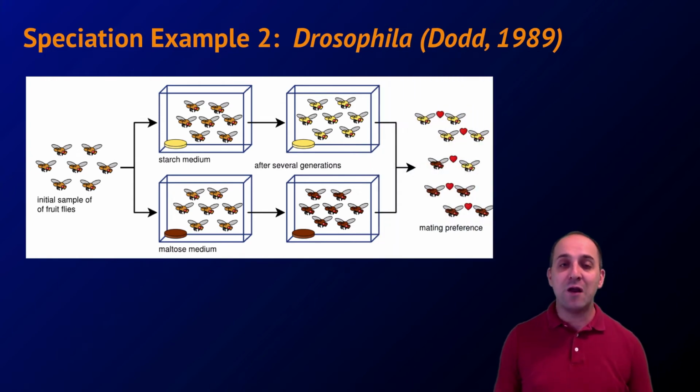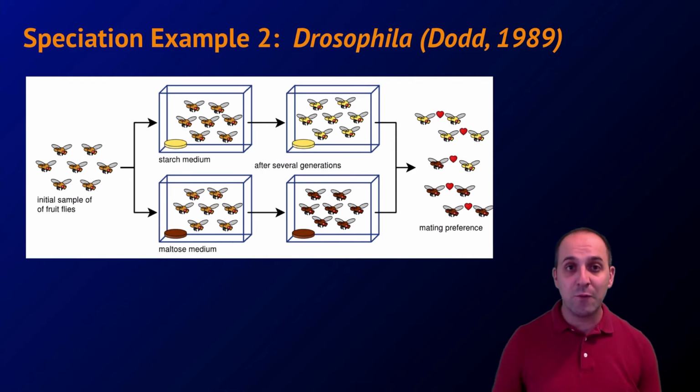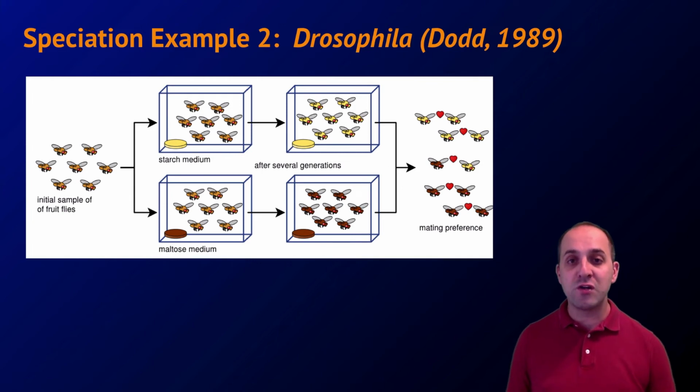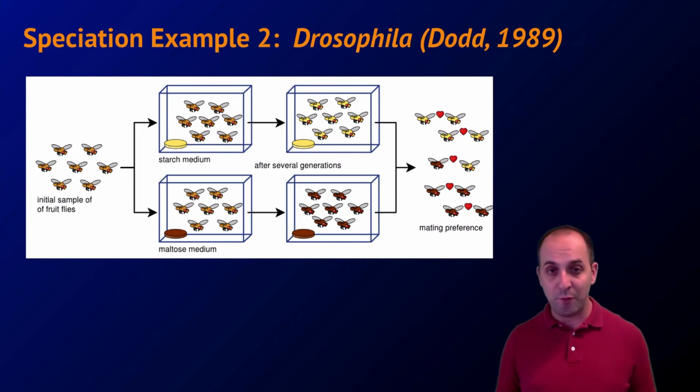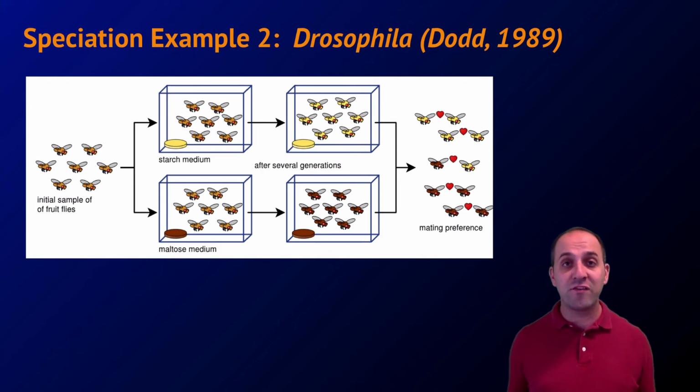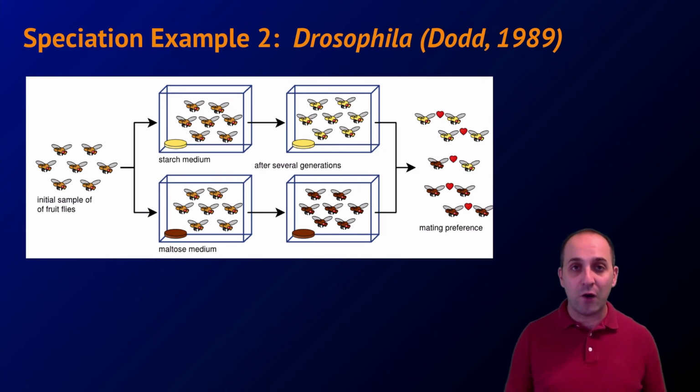And very similar to the Rhagoletis situation that we just talked about, the Drosophila that were grown in the starch medium preferred to mate with the Drosophila that were grown in the starch medium, and the maltose Drosophila preferred to mate with each other. Again, there were some interbreedings. These were not separate species, but this shows how these speciation barriers can evolve and develop over time.